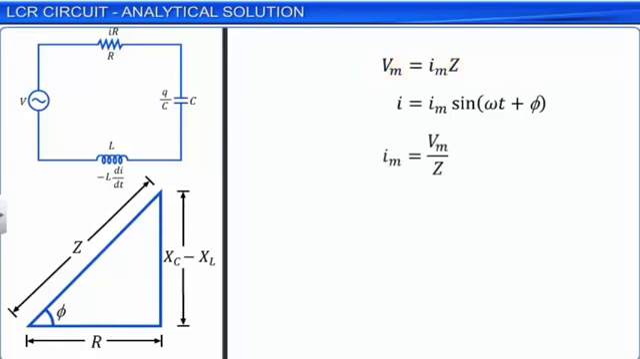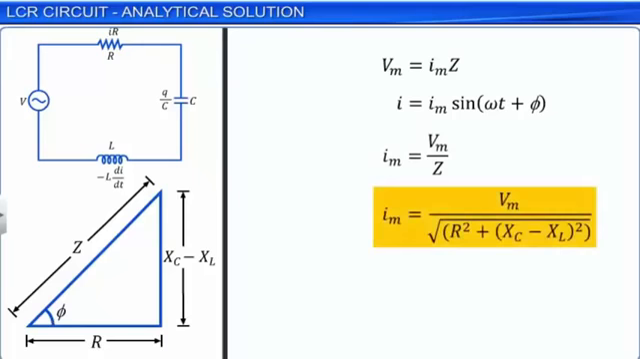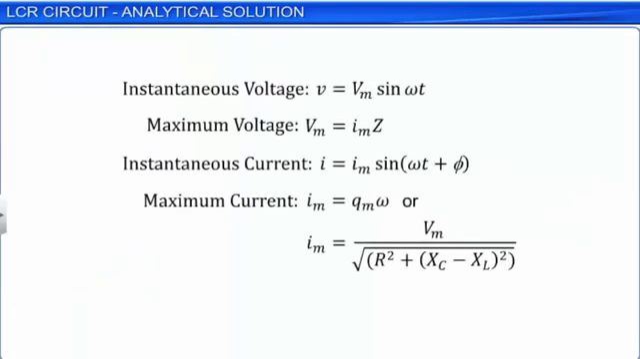Thus, the relations finally obtained from the analytical approach towards computing the unknowns in the LCR circuit are the same as computed through the phasor approach. This analytical approach can be regarded as a pure algebraic approach, whereas the phasor approach is more of a geometrical one.